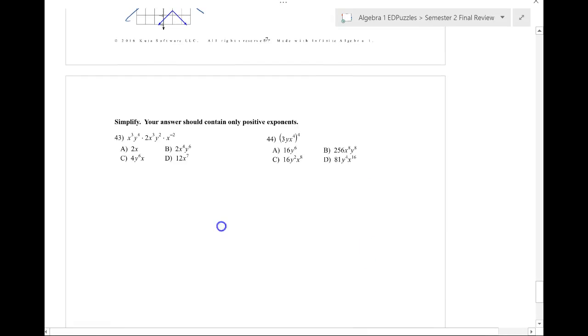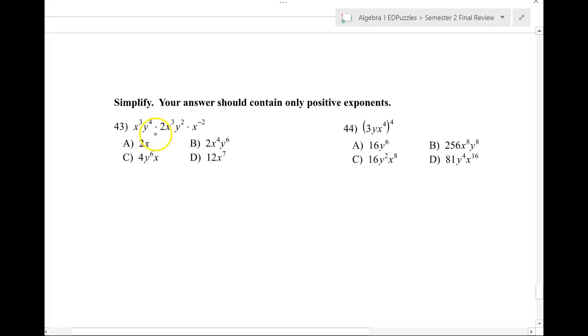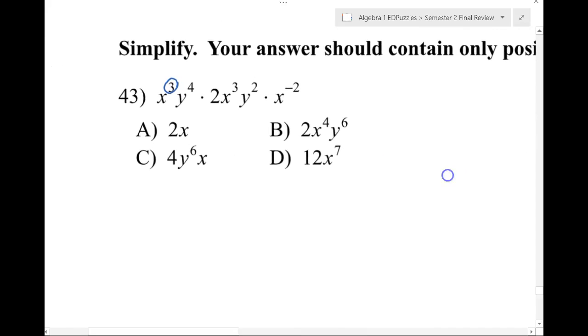Alright, now, exponents, what you guys have just finished doing. So this first one, simplifying these exponents, when you multiply, remember we add the exponents of the same variables. So first I'm going to start with the x variables. Let's zoom in a little bit. With the x variables, I have 3, 3, and negative 2. So just add them up. 3 plus 3 is 6, plus negative 2 is 4. So I'll have x to the fourth.